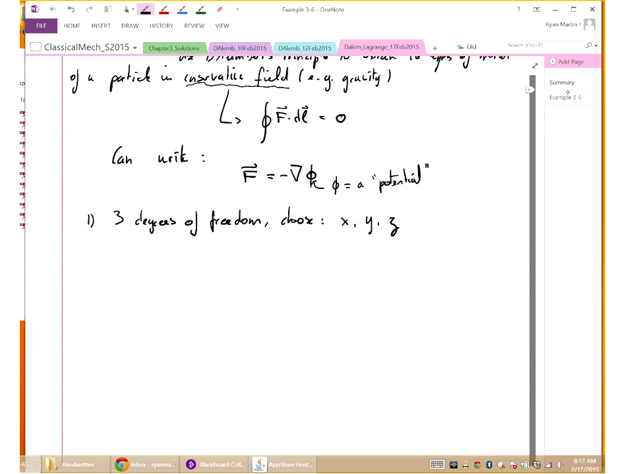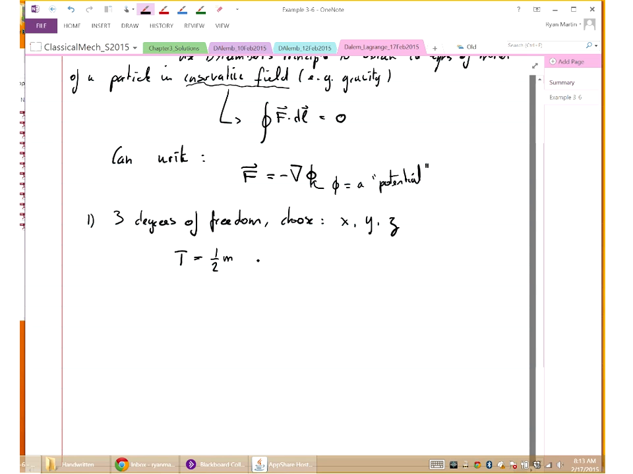Right? So here we want to do the same thing. We want to write the kinetic energy T in terms of our generalized coordinates, which are the x, y, and z Cartesian positions. So that's very easy. That is the easiest kinetic energy to write down.